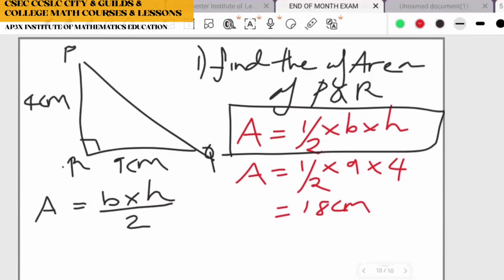So I'm just telling the class that this is the way I'm going to be using the formula. All right? So I'm going to be using A equals B times H divided by 2. So it's the same formula as half base times height. All right? So just letting you guys know that.